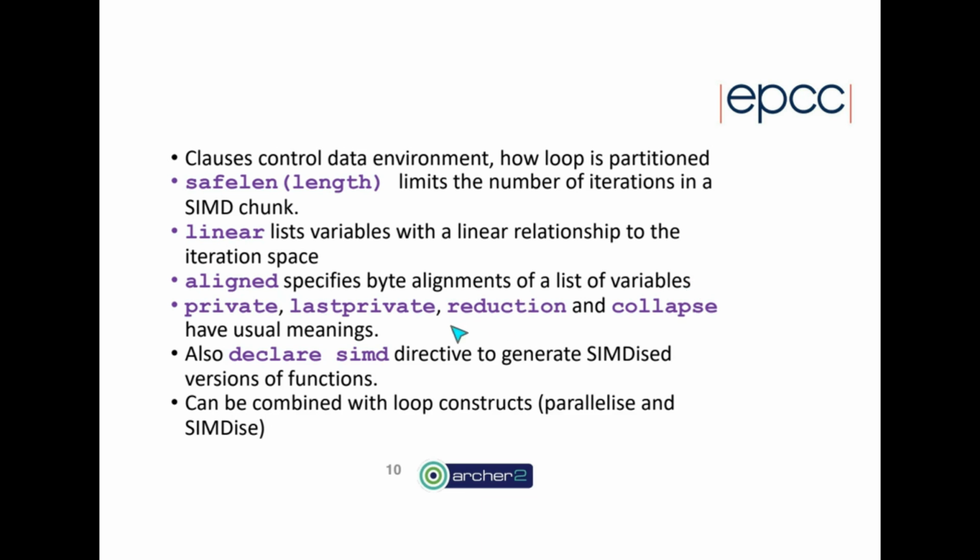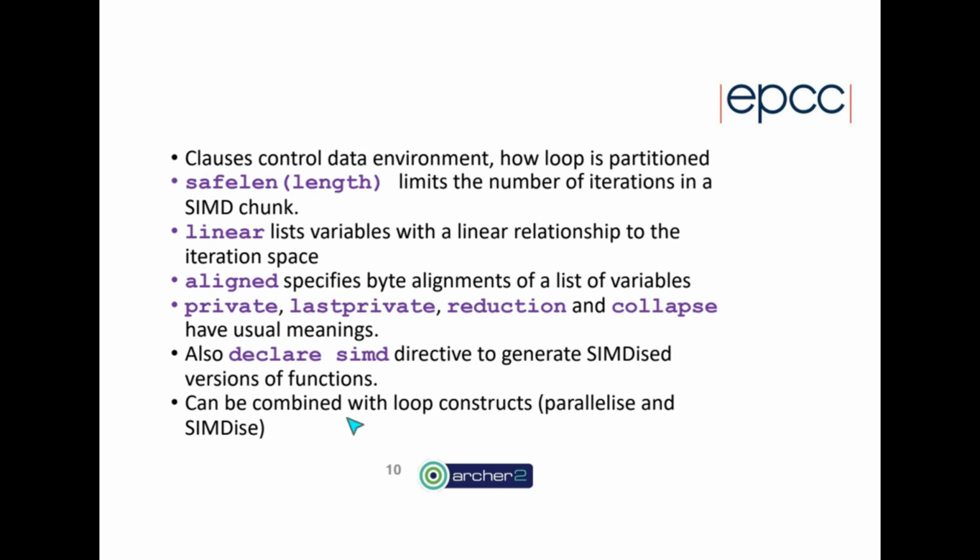You can also have lastprivate, reduction, and collapse clauses on there that have their usual meanings. There's also a declare SIMD directive, which tells the compiler to generate vectorized versions of functions. There are obviously some restrictions on the type of functions you can use with that. They essentially have to be pure functions where you're passing scalars in and scalars out, and it will generate versions which take a vector in and put a vector out.